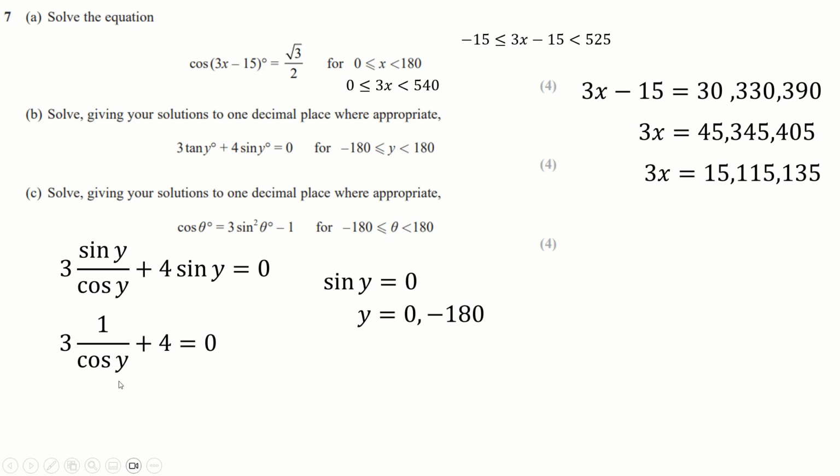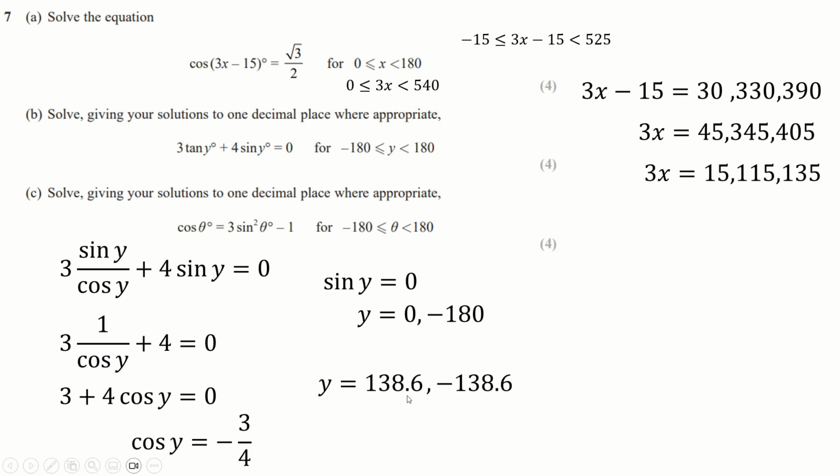So those are the first 2 solutions, and now for this bit here, I'm just going to times everything by cos, and then take away 3, divide by 4, and then do cos inverse of minus 3 over 4 to get this answer. Again, 360 minus that I could use, but that's going to be too big. But cos is symmetrical around the y-axis, so I can also use minus 138.6, and those would be the 4 solutions just there to this second one here.